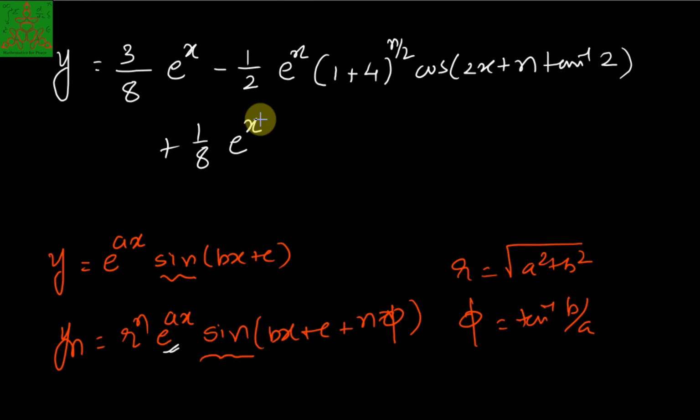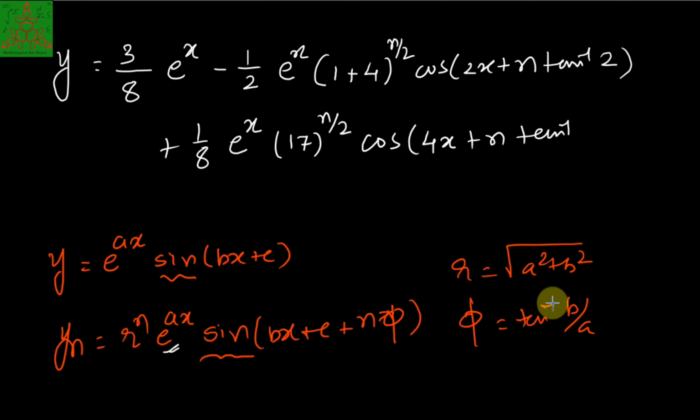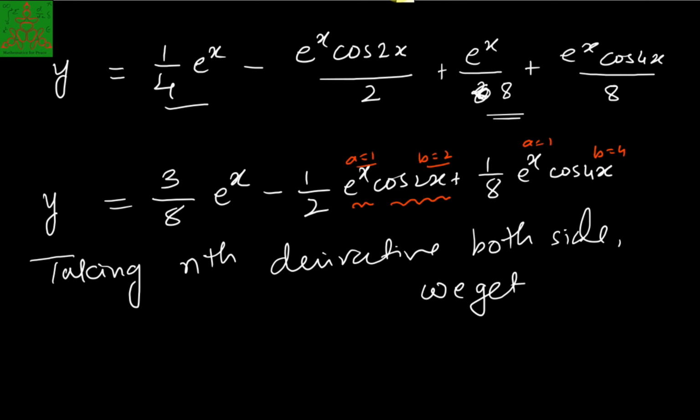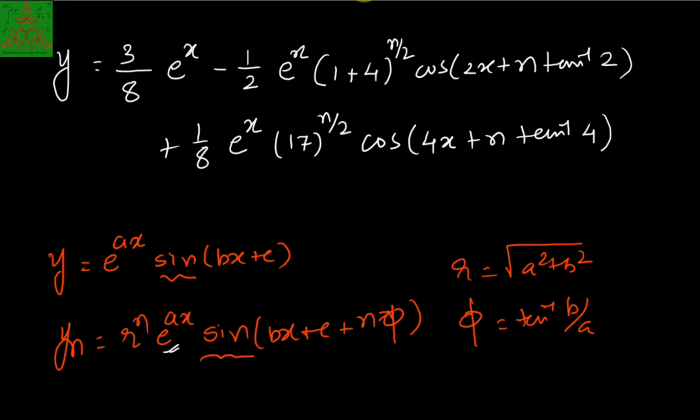So you will have plus 17 raised to n by 2 cos 4x plus n tan inverse of b is 4, a is 1, so it is 4 by 1, so it is 4. This will be the nth derivative of the function y, which we have given, which is e power x sine raised to 4x. Let us do one more example which involves the trigonometric function.